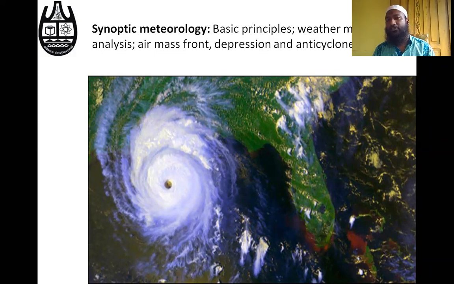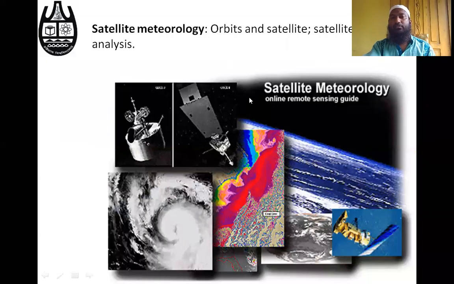In this chapter, we are not going to discuss any single component, like how a single element reacts or can be based on a different equation. That will be discussed in dynamic meteorology. And after this chapter, we are going to discuss satellite meteorology.